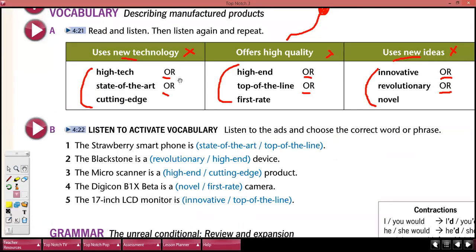And I underlined these words because they are all synonyms. High tech is the same as state of the art. Top of the line is the same as first rate. Innovative is the same as novel. Okay, I just want you to remember that.